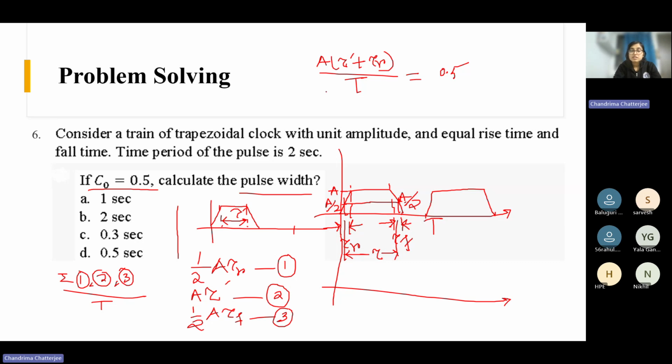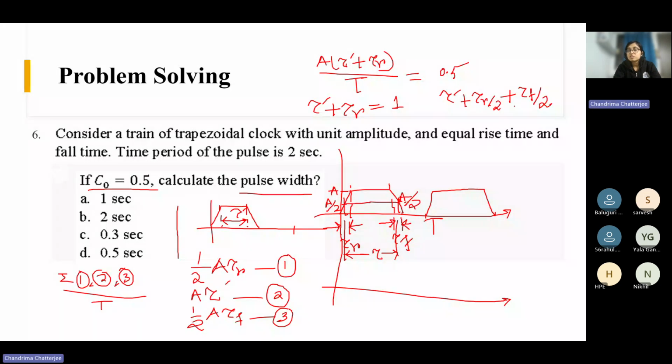So the time period is given as 2 seconds, with equal rise time and fall time. Calculate the pulse width. Unit amplitude, so capital A is 1 and T is 2. So tau dash plus tau r is equal to 1, right? And what is the pulse width as per our definition? The pulse width is tau dash plus tau r by 2 plus tau f by 2. That's what we discussed.